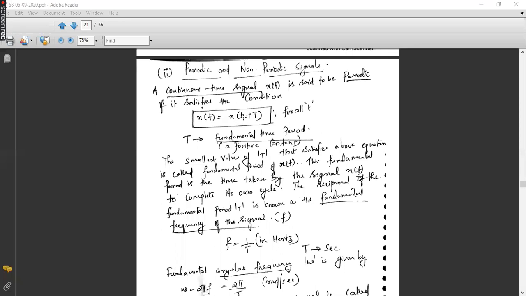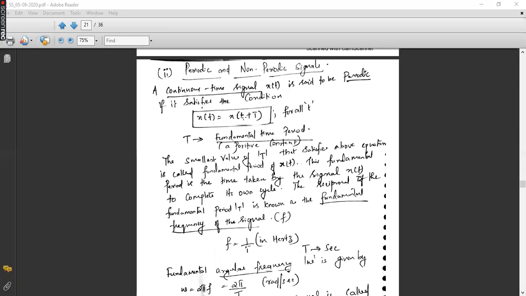0 to 1 means 1 second. 1 to 2 is 2, 2 to 3 is 3, 3 to 4 is 4, 4 to 5 is 5. Only from the 5th second is it going to start again. So don't confuse yourself. Though the signal is at 0 to 4, only from the 5th instant of time does the signal repeat from its initial value.